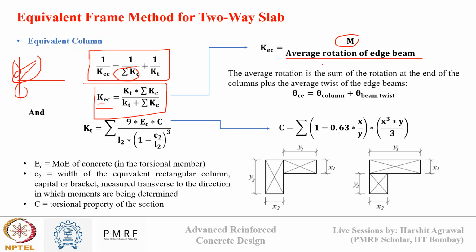So okay, so this is theta ce. If we know the column rotation, we can calculate the beam twist that can also occur. So this is the importance of kce.